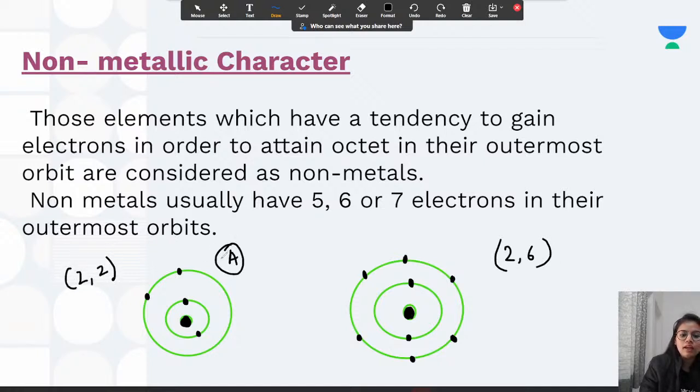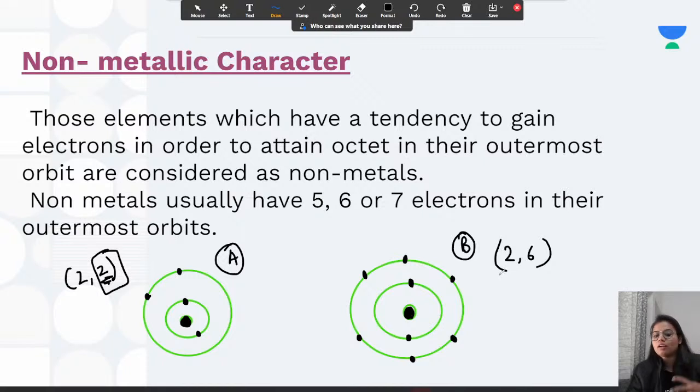Now for this particular element A, what is easy for it? To give out the 2 electrons of the outermost shell, or to take 6 electrons in order to achieve an octet? Obviously it will be easy to give out 2 electrons. So it will easily give 2 electrons to achieve electropositive character. Now here, if I take the case of B, what will happen? It has 6 electrons in the outermost shell.